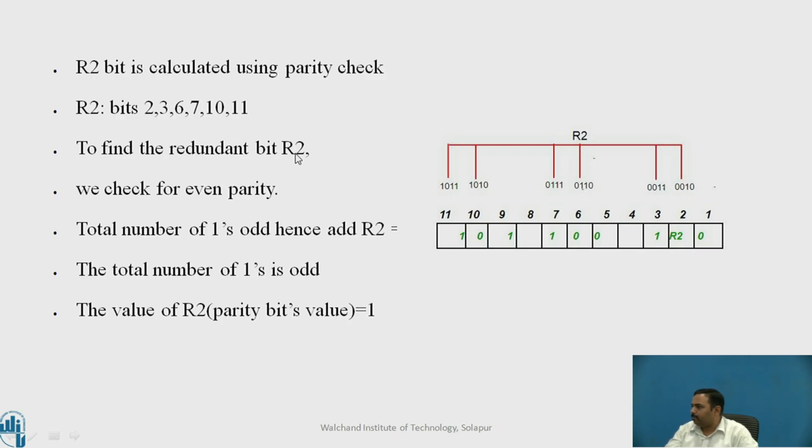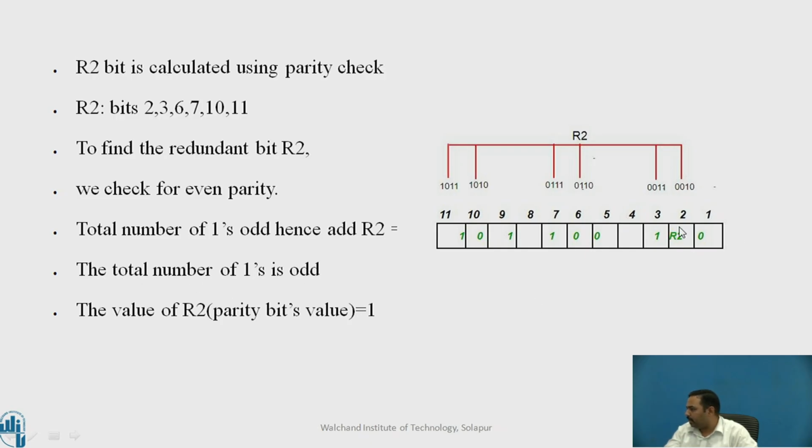To find out the redundant bit for R2, we check for even parity. Total number of ones is odd, that is 1, 2 and 3. Least position is odd. So we put R2 is equal to 1. Here we have to add 1. Why we have to add 1? So we can see the least position of 1 is 3 times. Here 1, 2 and 3. So the number of ones is odd, that's why R2 is equal to 1, we have to add. Total number of ones is odd.